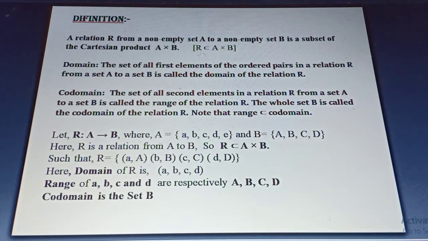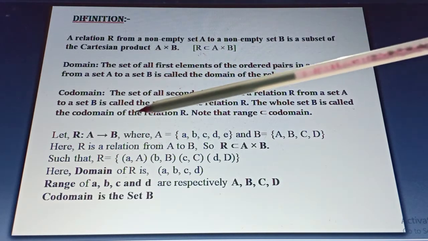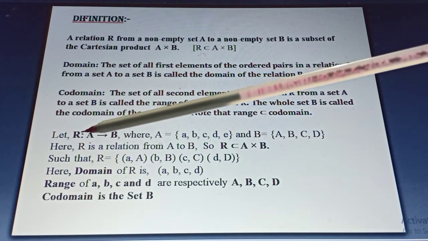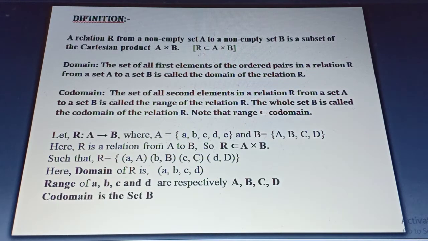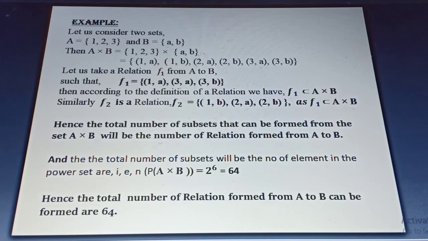So students, I repeat once again, relation R is a subset of the Cartesian product of two sets. The elements of a relation are nothing but pairs of elements, and the first element is called the domain of the relation R. Second elements are called the range, and set B here is the codomain of the relation R.